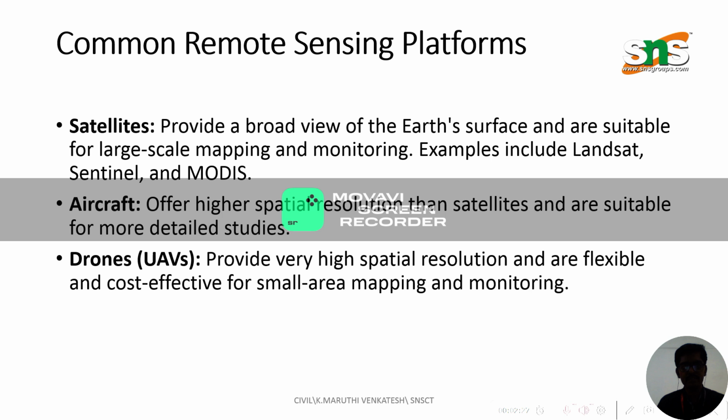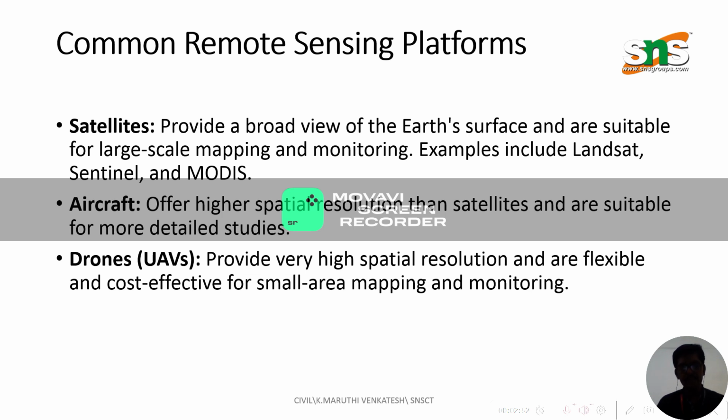Common remote sensing platforms. One is satellite, another one is aircraft, then drones. Nowadays, the drones are advanced. We are using them everywhere in different areas. Technology-wise, we are using the drones everywhere, which supports all types of activity. Mainly, it provides high spatial resolution and is flexible and cost-effective for small area mapping and monitoring.